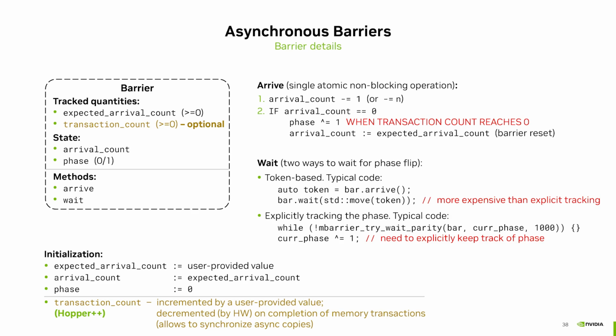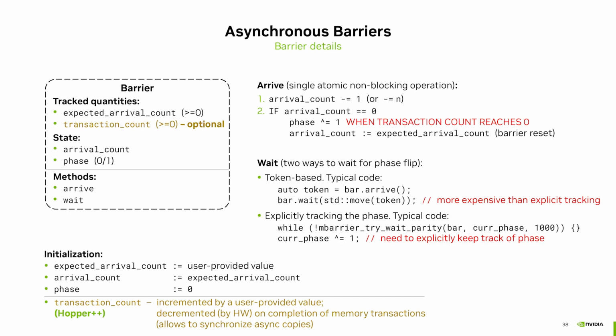Wait is simply a wait for a phase flip, and there are 2 ways to wait. One way is token-based, when your arrive method creates a token, and you can pass that token to the wait. In another method, you can track phase explicitly, so you have to have a current phase, and you can wait for your barrier phase to become not equal to the current phase, and in that case, you need to flip your current phase explicitly, let's say when you are reusing your barrier.